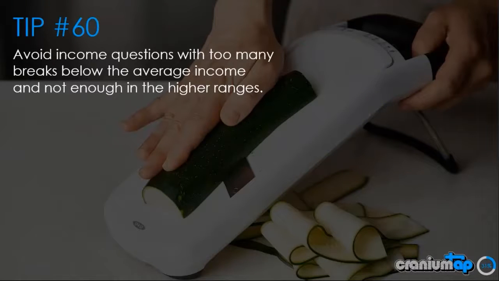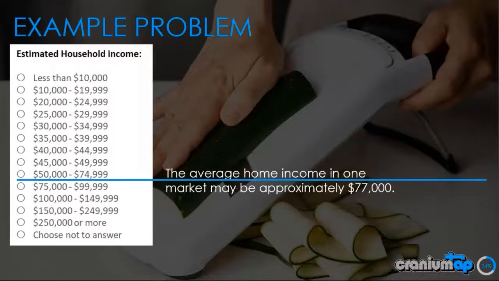Tip number 60, when it comes to income questions, just be sensitive about the ranges that you may be using. You don't want to slice and dice too small, and you want to make sure that you have an equal distribution of the ranges available. So what do I mean? Here's an example, a traditional one. This is directly from a nationally recognized research resource, and this is their breakout of income ranges.